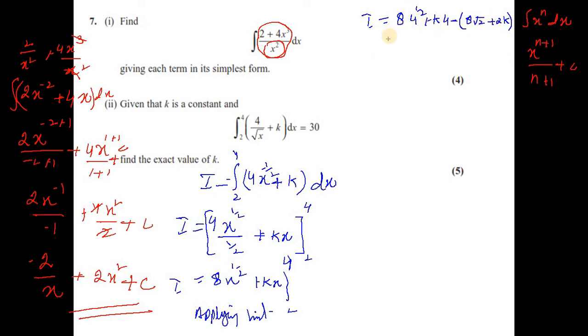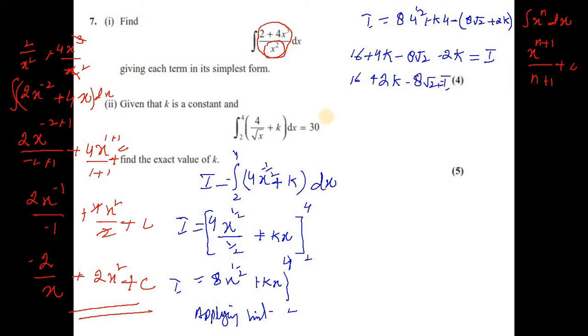And if you simplify this, you will have 4 to the power half, or root 4, which is 2 times 8, 16, plus 4k, which is this, and you open the bracket with the minus sign, so minus 8 root 2 and minus 2k equal to I. 4k and minus 2k will give you 2k, so 16 plus 2k minus 8 root 2 equal to I.